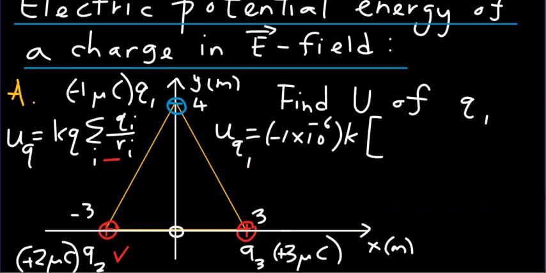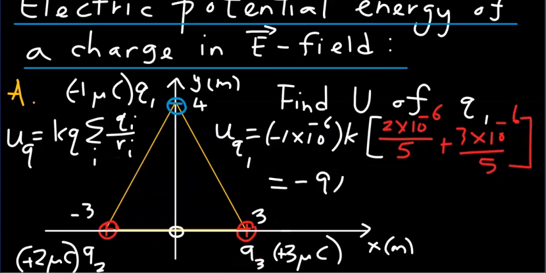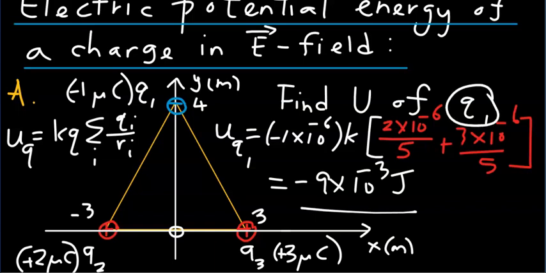The potential created by Q2 at Q1 is K Q2, which is 2 microcoulombs, 2 times 10 to the power minus 6, over this distance right here, which is 5 meters, because this is 3, this is 4. By the Pythagorean theorem, that diagonal distance is 5. So over 5. Now the second contribution is due to the potential created by Q3 at Q1. That is K Q3. Q3 is 3 times 10 to the power minus 6. The distance is again 5, so over 5. Only two terms in the sum. And you get minus 9 times 10 to the power minus 3 joules for the potential energy of Q1 sitting in an external field created by Q2 and Q3.